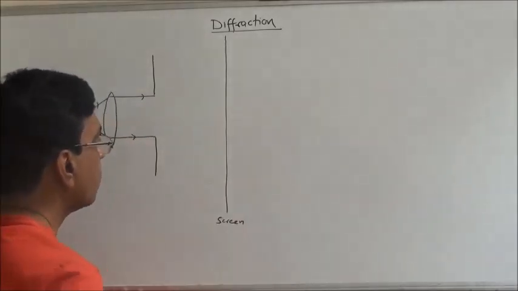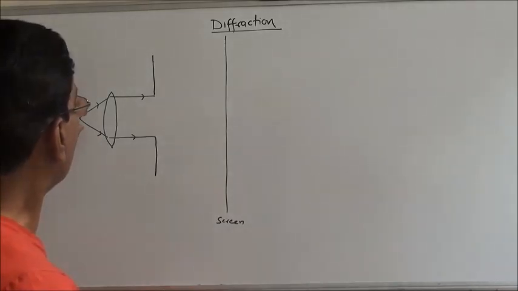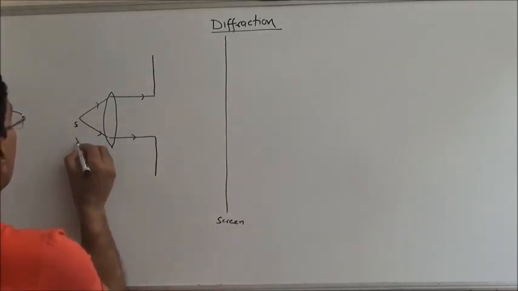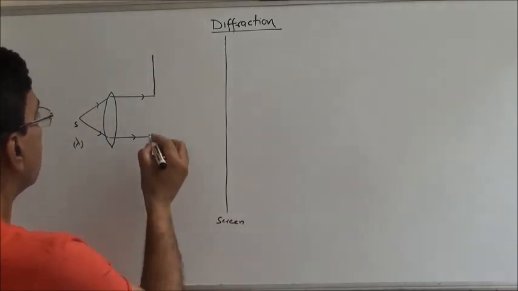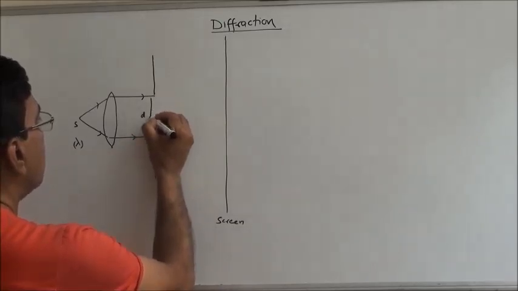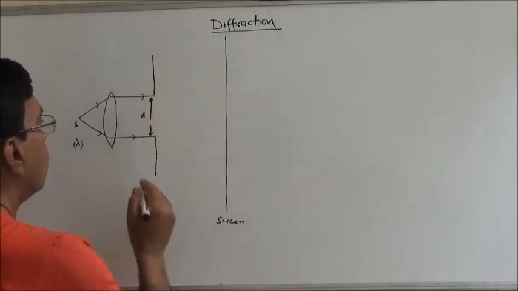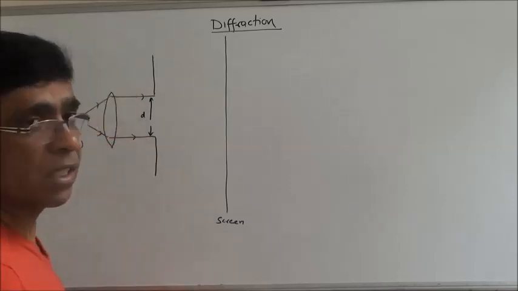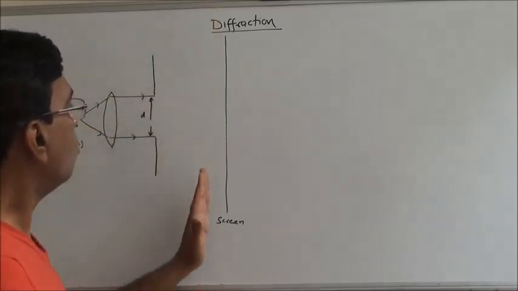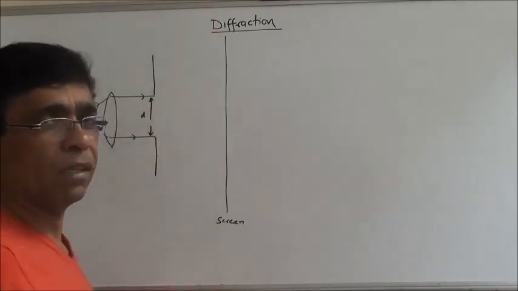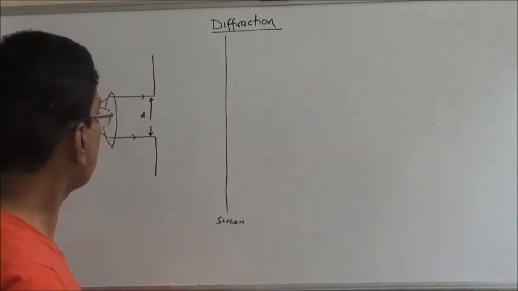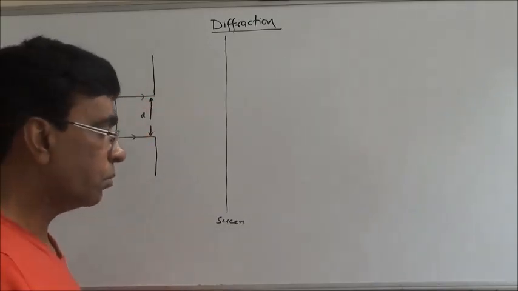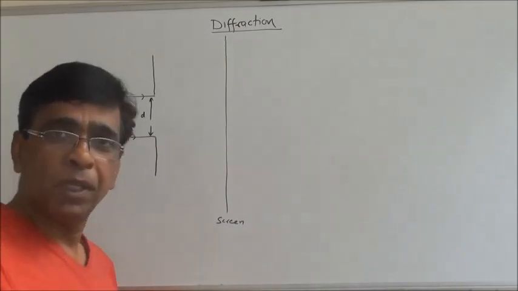And this is the screen. So we have a light source, let lambda be the wavelength, let d be the width of the slit, and we want to observe what is happening here on the screen. This slit should be narrow. Now I am showing you an activity.